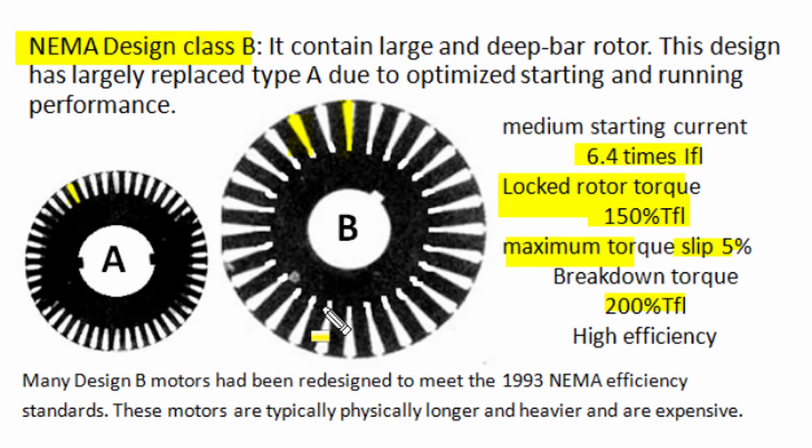Rotor copper losses are also small and the motor has very good efficiency. So both its running and starting performance is optimized. After 1993, when energy prices increased and the demand for higher efficiency electric motors emerged, NEMA improved the standard class B motor and redesigned a higher efficiency squirrel cage induction motor. And these higher efficiency induction motors are physically longer and heavier.